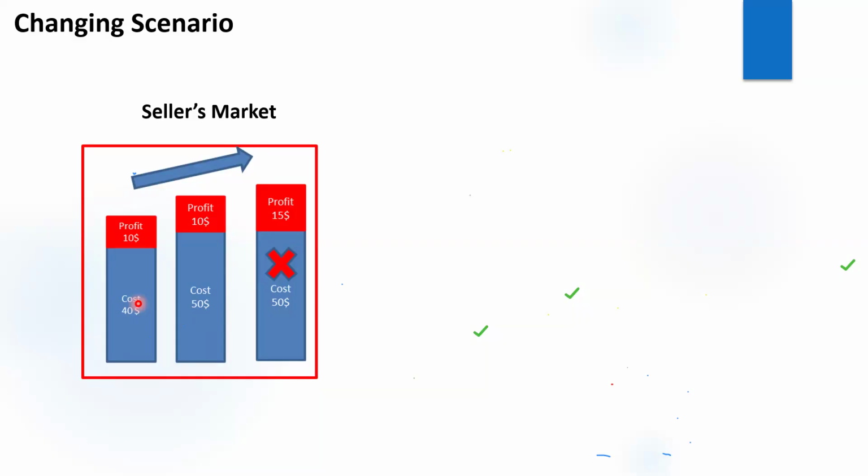I'm just calling it a conversion cost. It means the cost required to convert raw material into a finished product. Suppose the cost is 40 rupees: 30 rupees is the material cost, for example, and 10 rupees is the conversion cost per product. So I require 10 rupees per product to convert that raw material into a finished product, and hence the total cost is 40 rupees.